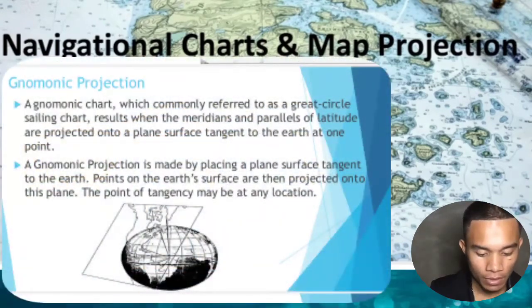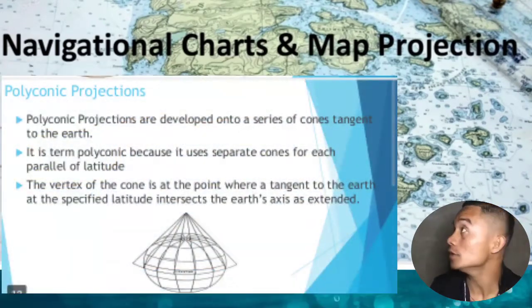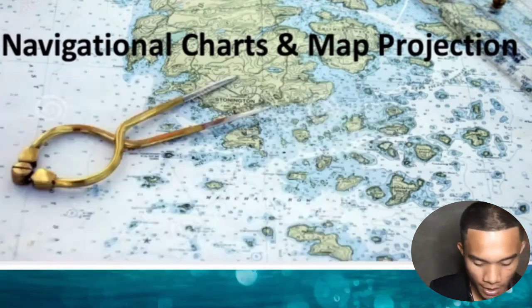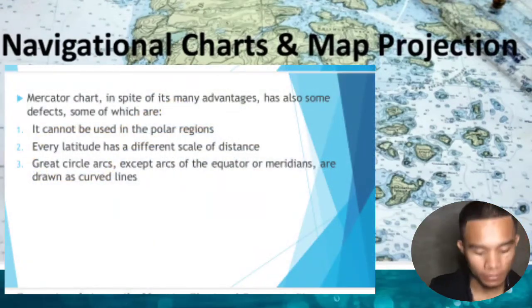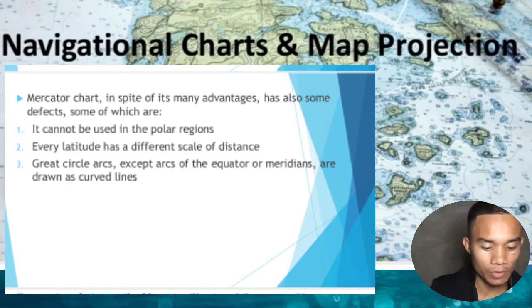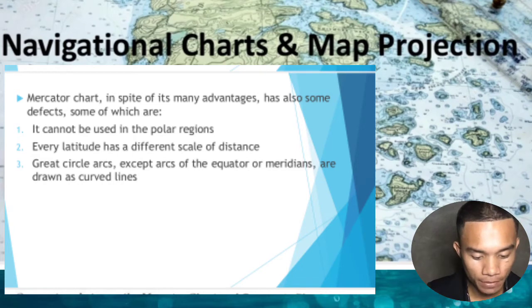Geometric projection, polyconic projection, Mercator chart. A Mercator chart, in spite of its many advantages, also has some defects, some of which are: it cannot be used in the polar regions.